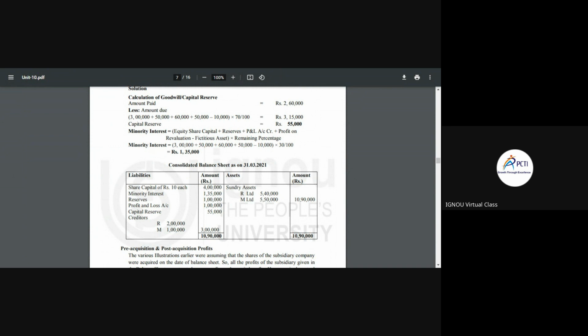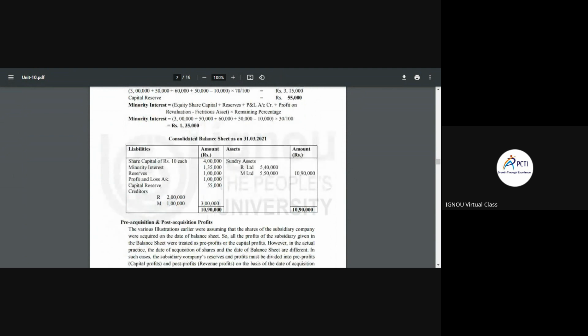Then we have creditors R and M. R is for 2 lakh, M is for 1 lakh. The total is 3 lakh. Then we have the asset side. On the asset side, R Limited invested 5 lakh 40,000 and M Limited 5 lakh 50,000. So the total is 10 lakh 90,000.